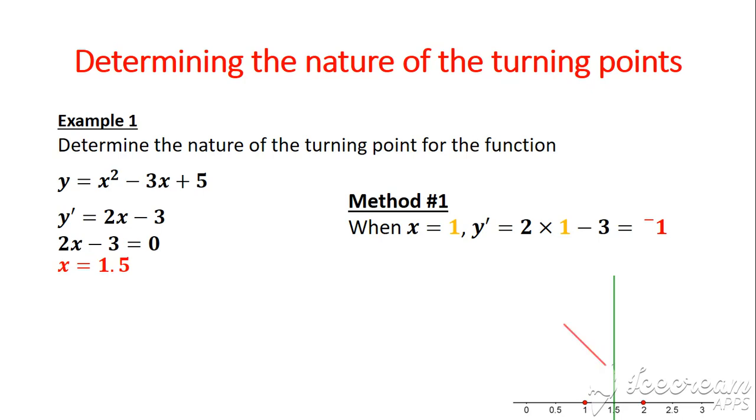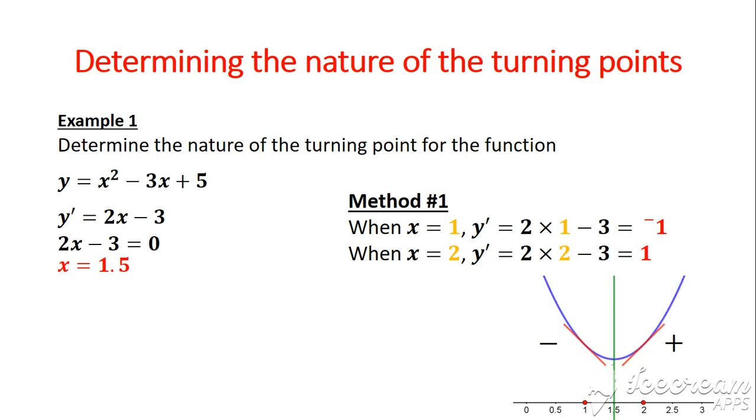Now a negative gradient means it's coming downhill. Now let's move to the other side of the turning point, and when x is 2, let's substitute 2 into the gradient rule. So 2 times 2 minus 3 is 1, which is positive, and so we have a positive gradient on the other side. So that means we're going from a negative gradient to a positive gradient, which proves that when x is 1.5, it must be a minimum turning point.